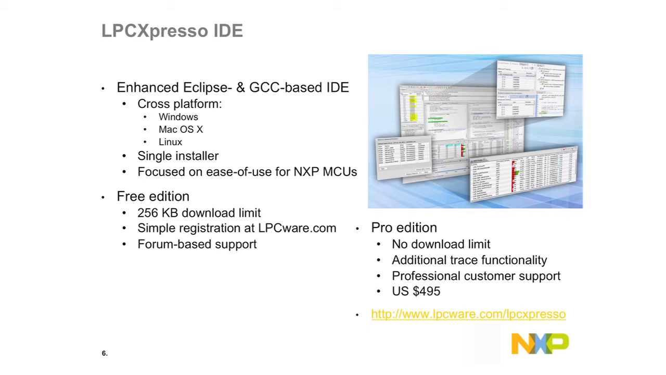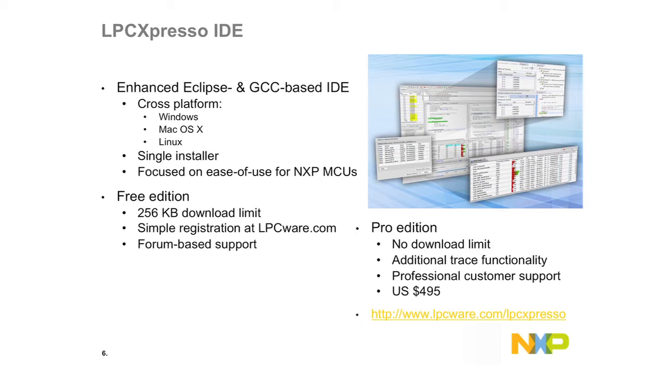So we provide 2 license variants. The free edition provides you with a 256 kilobyte download limit when debugging, which for many of our parts is more flash than is actually available on them. So this, for many people, is not a restriction. In order to use it, you follow a simple registration process, which is on our LPCware website, and you can get access to our very popular and well-used forums for support.